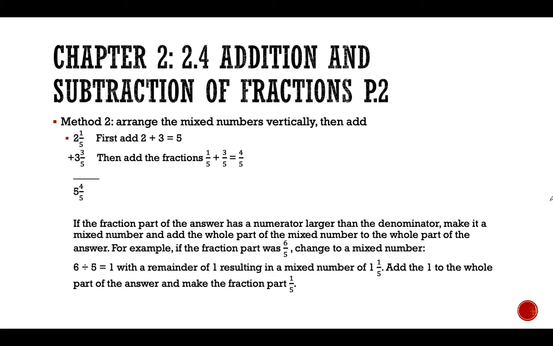If the fraction part of the answer has a numerator larger than the denominator, then we need to make the fraction part a mixed number. We have to add the whole part to the whole part of the answer, and then include the fraction part. So for example, if the fraction part was 6 over 5, we would change 6 over 5 to a mixed number. 6 divided by 5 equals 1 with a remainder of 1, resulting in a mixed number of 1 1/5. So we would add the 1 to the whole part of the previous answer and make 1/5 the fraction part of our answer.